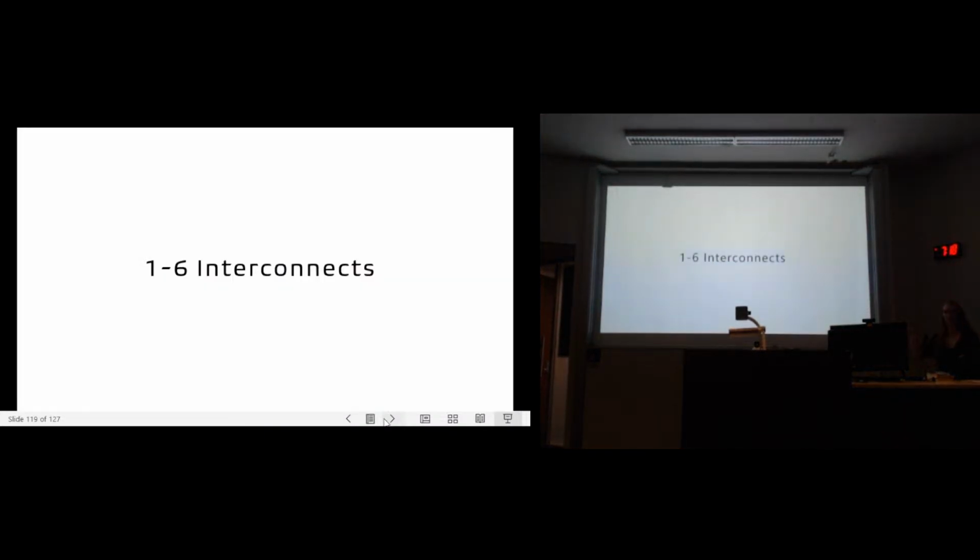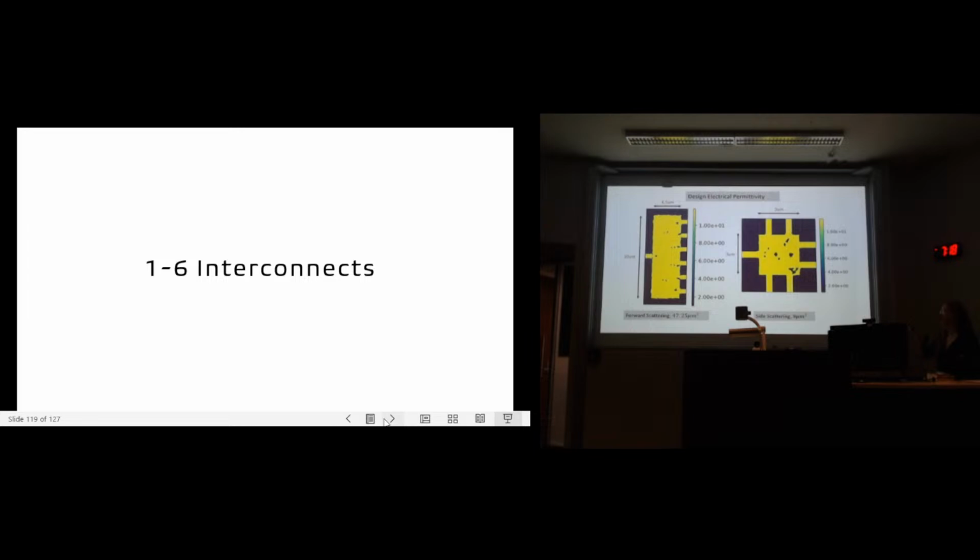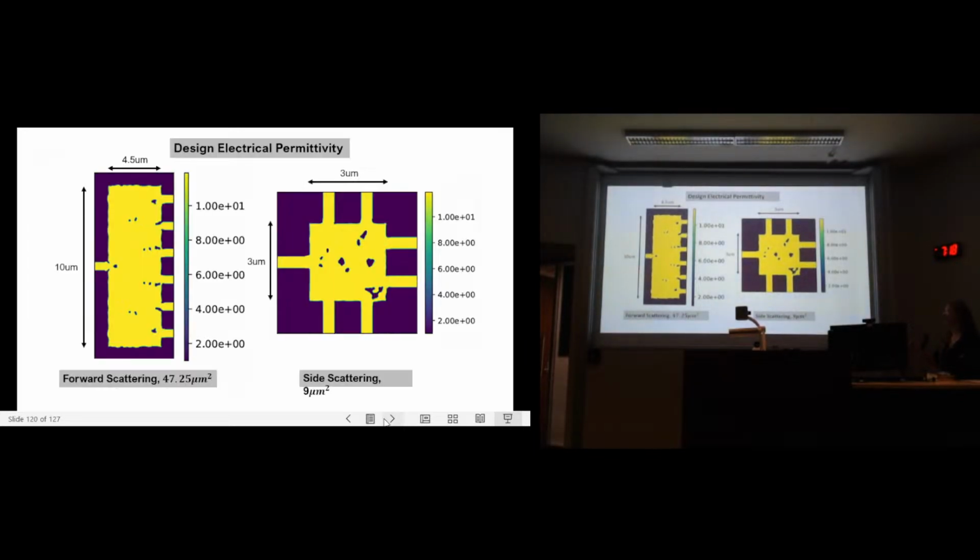This is all results from my honours degree, by the way. So we also looked at 1 to 6 interconnects and different shapes of these neurons just to have a play around. Not exhaustive at all. Actually, we just tried 2 different versions.